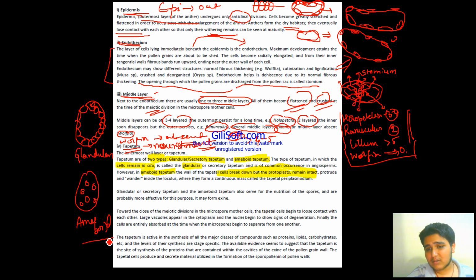Basically anything that has an indefinite consistency or indefinite shape, we call amoeboid. That is a usual term. Don't confuse this with protoplasmic motion or anything of an amoeba. It's not like that. It is just that it is indefinite. It is just roaming around inside the locule. That's why it's amoeboid. Okay. Now there is a reason why we call it glandular: glandular helps in secretion. That's why it's also known as secretory.